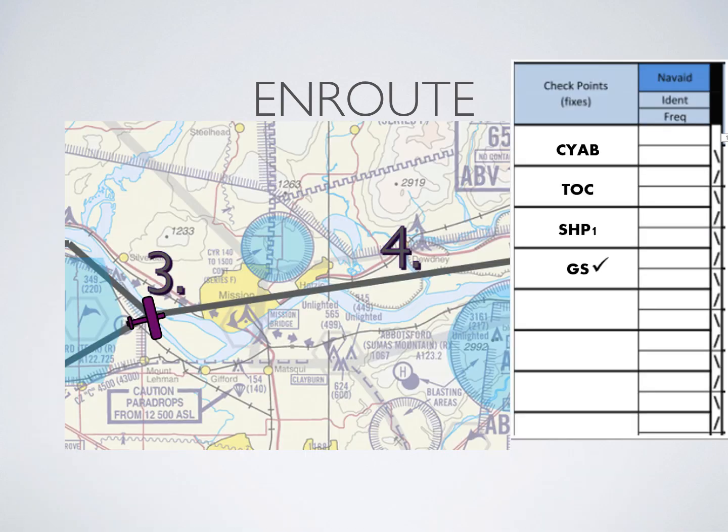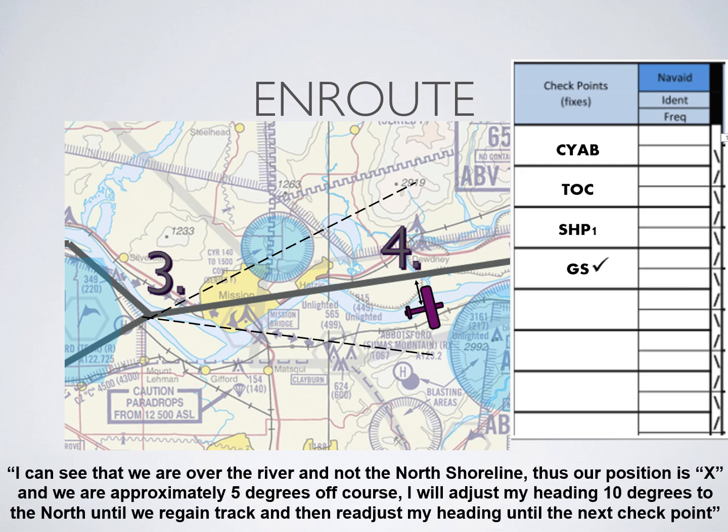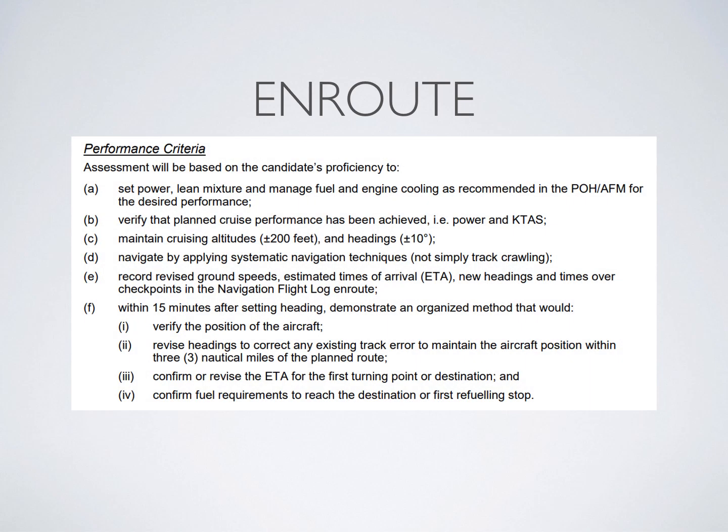For example, if you've flown to your first ground speed check point and you verified your position by noting where you are on the map, then if you have your 10-degree drift lines drawn out, they can help you to determine how to adjust your heading. So for example, in this case with this airplane, you can say, I can see that we are over the river and not over the North Shoreline like our plan takes us. Our position is here and we are approximately 5 degrees off course. I'll adjust my heading to the north until we regain track, and then I'll adjust it again until my next checkpoint. That's basically all you need to do to satisfy the second item for the en route ground speed check. You've verified your position on the map and your ground speed compared to what you planned for, and you've come up with a plan to systematically correct for it.